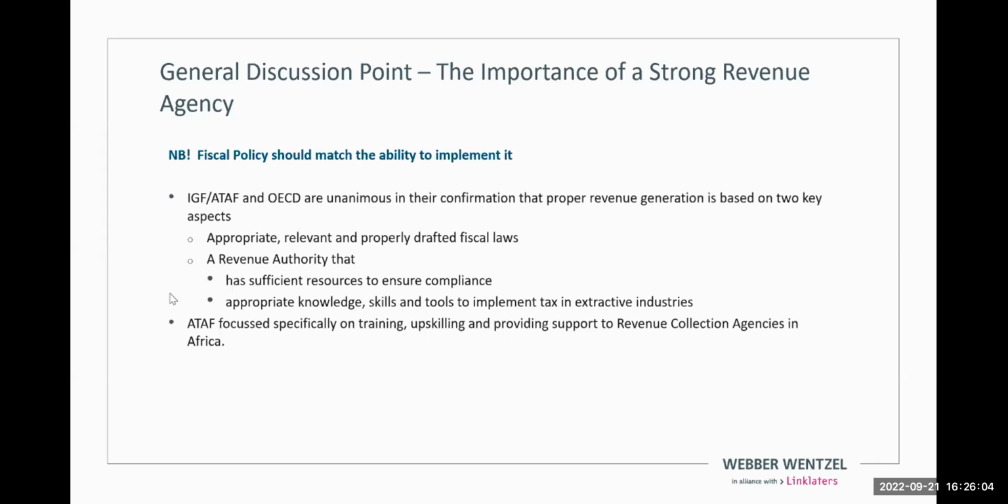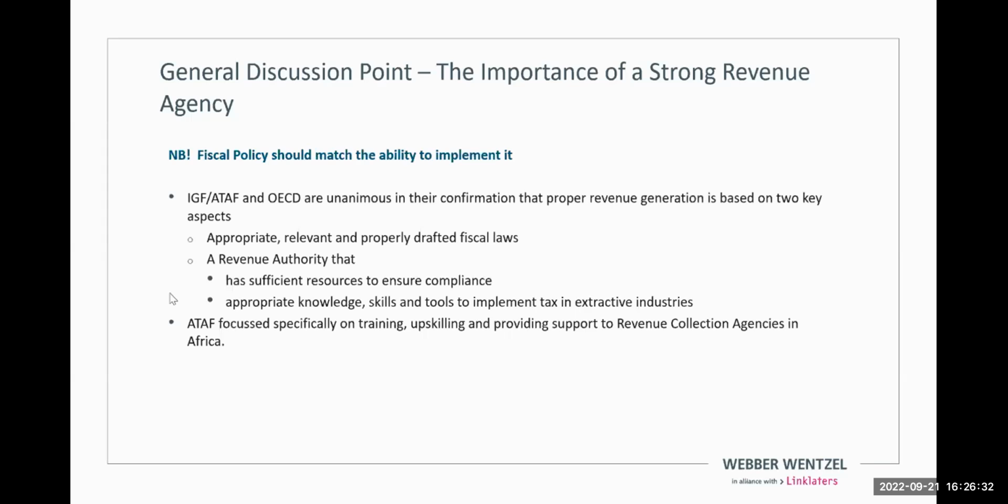There's a lot of research around corporate tax in this context in the extractive industry generated by ATAF and OECD, and they're unanimous in their confirmation that proper revenue generation is based, as one of two points, on the revenue authority. So well-empowered, well-equipped revenue authorities can only be a boon to any corporate tax regime and any corporate tax environment.